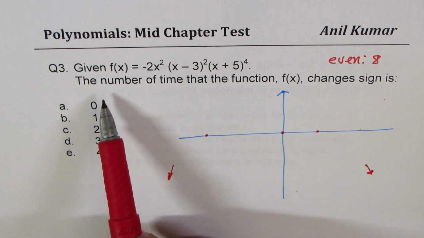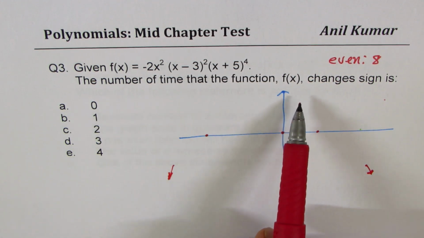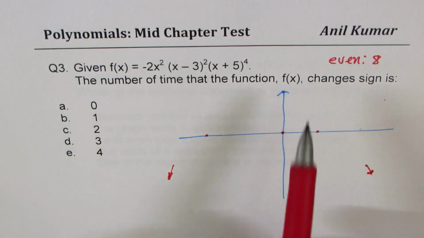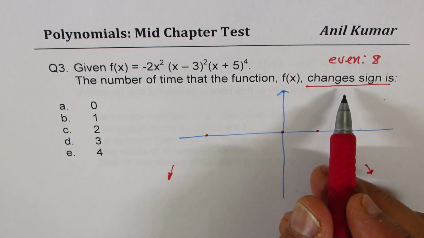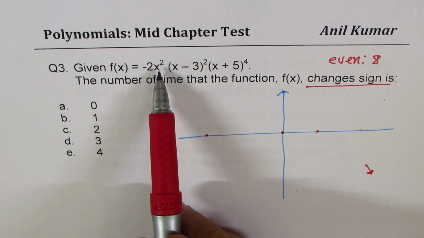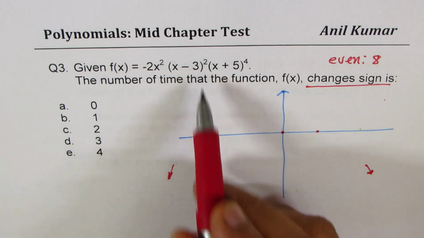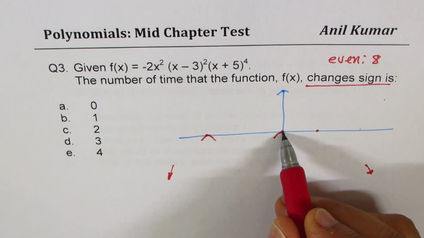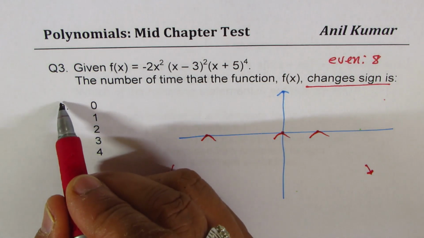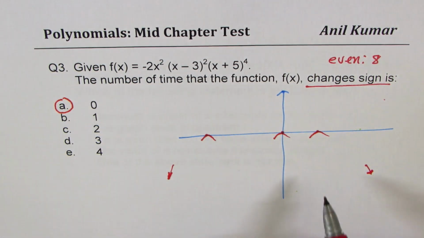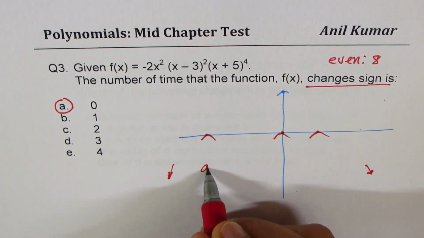Now the question is, the number of times the graph of this function changes sign, right? The number of times that the function f of x changes sign. So changes sign means crosses the x-axis. Only then, right? Now you see this is also even degree, so it's going to bounce back. This is again even degree, it bounces back. That one is also even degree, it bounces back. And the last one is also even degree, it bounces back. And therefore the answer is 0. It never crosses the line, so it never changes sign. It is always negative, right?